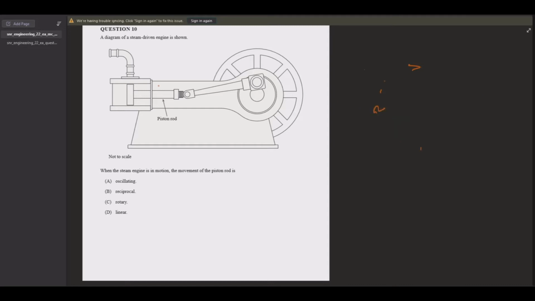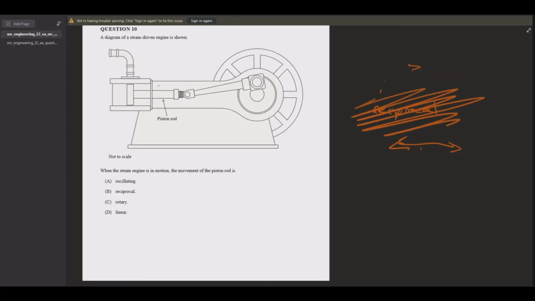And the last one, reciprocal, is a really interesting one. Makes a lot of things possible. And that is the movement back and forwards in a straight line. So that also has harmonic motion because it's got that sine wave over time.